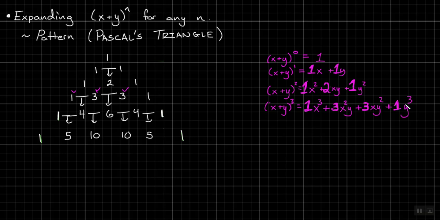What do the y's do? If I wanted to write a y to the 0 on that first term, I could. It's just 1. And then I get a y to the 1, y to the 2, y to the 3. My y powers are doing what? They're going up instead. Now, we can use this to generalize. We're going to try one more here, and then we'll make the connection back to this triangle. If I wanted x plus y to the fourth.